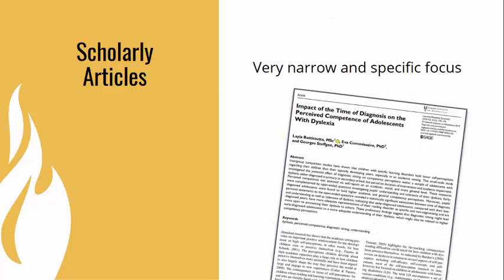Notice that the scholarly article is extremely specific. You're not going to understand the whole topic by reading one scholarly article. Instead, you're going to get a ton of very detailed information about one very narrow subset of the general topic. You'll probably need to consult many different scholarly articles to get the full picture.